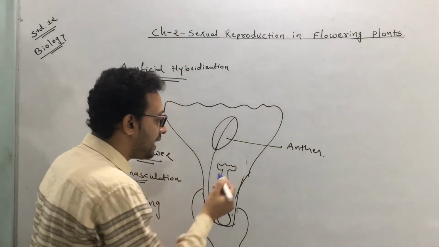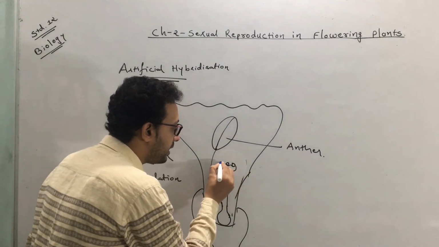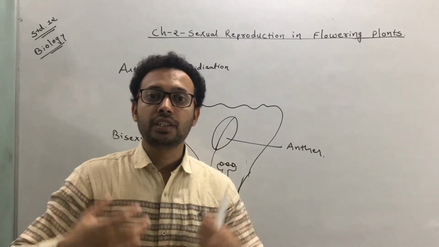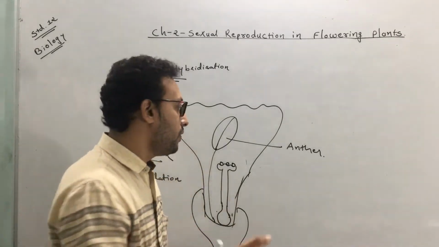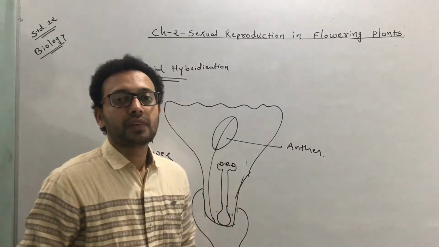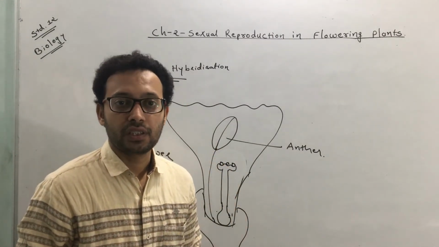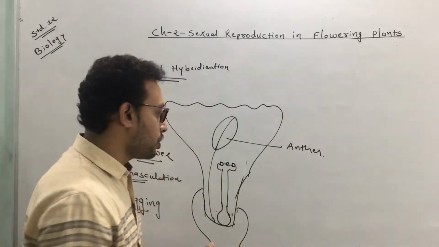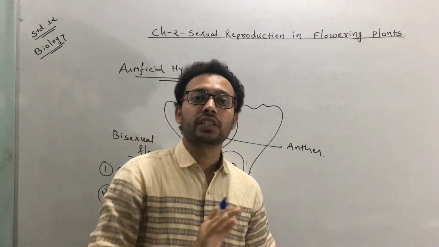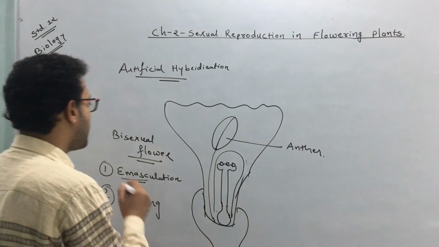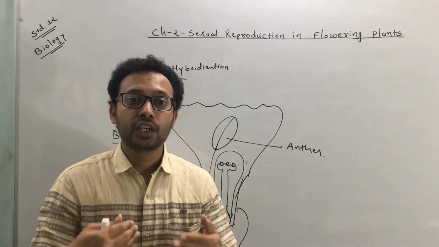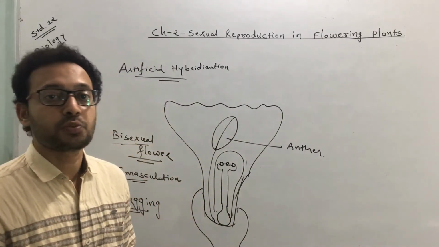Clear? And we keep artificially a desired pollen grain, obtained from another plant. Based on what characteristics we need in the next generations, we collect that pollen grain and we sprinkle or dust it onto the stigma of the carpel. Once it is dusted, it is again covered so another pollen grain doesn't fall on it. This is the technique performed in a bisexual flower, and thus we get a desired crop or plant or offspring.